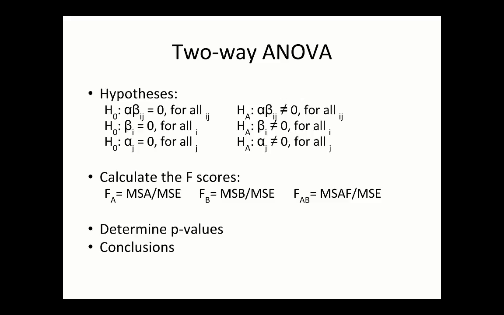All of the null hypotheses are tested for the two-way ANOVA by calculating the f-scores and then determining the p-values. The conclusions may be as follows. There is enough evidence to reject the null hypotheses, which suggests there is an interaction effect. The groups of variable A are significantly different, and the groups of variable B are significantly different.